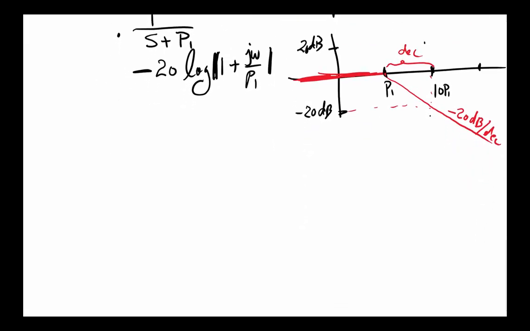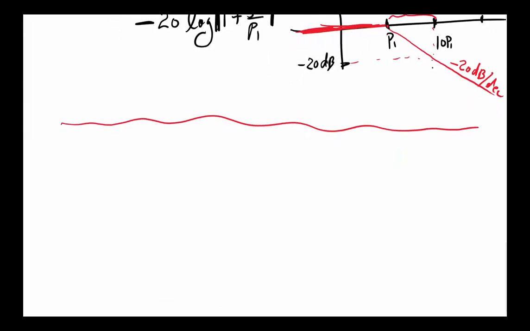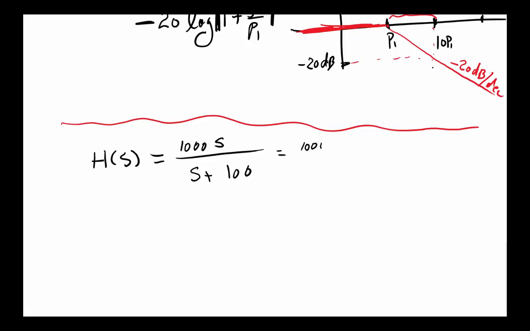All right, so now let's go ahead and take a look at an example where somebody has given us a transfer function, let's say H of s equals 1000 s divided by s plus 100, for the sake of this conversation. So we say, okay, first we have to clean this up. We're going to factor 100 from here because we have to make it 1 plus s. So we're going to have 1,000 on the top, 100 on the bottom, and then we have s on the top, and we have 1 plus s over 100 on the bottom. Okay, so now we have three terms. We've got this term, and this term, and this term.